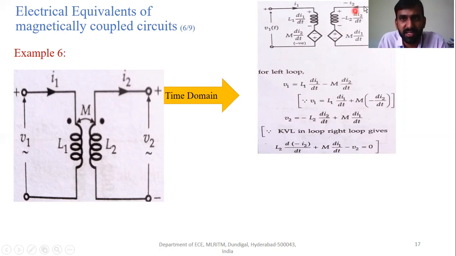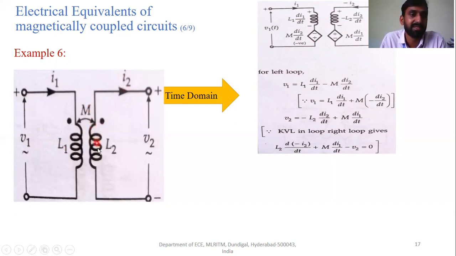If we reverse the direction of I2, it is going to be minus I2. That means the current I1 is entering the dot and the current minus I2 is entering the dot. Listen carefully. In the left hand side loop, the current I1 is entering the dot. If we reverse this, the current minus I2 is going to enter the dot. Not I2 entering the dot, minus I2 is entering the dot.